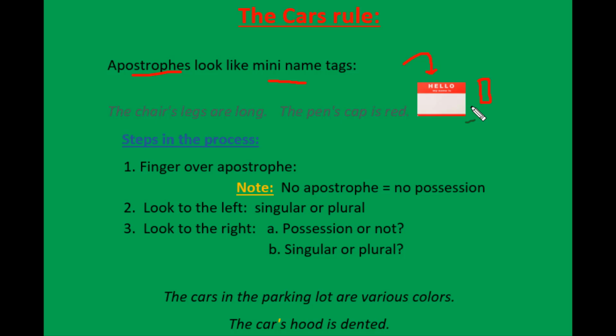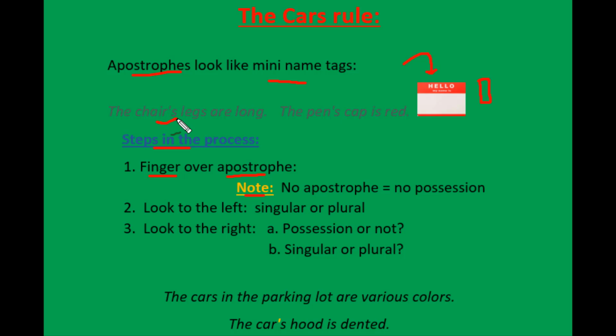Let's look at the steps in the process. Step number 1, we take our finger and put it over the apostrophe. Boom. If there's an apostrophe, there's possession. Mini name tag. Note, no apostrophe, no possession. In this case here, we have the word chair apostrophe S. So we know there's possession.